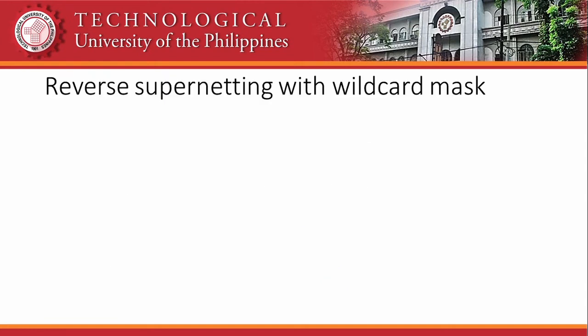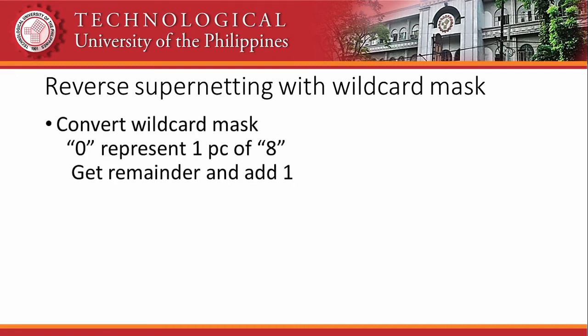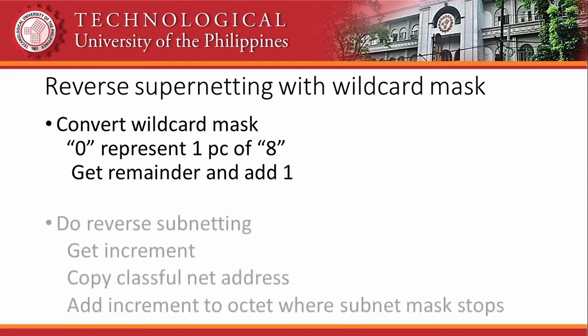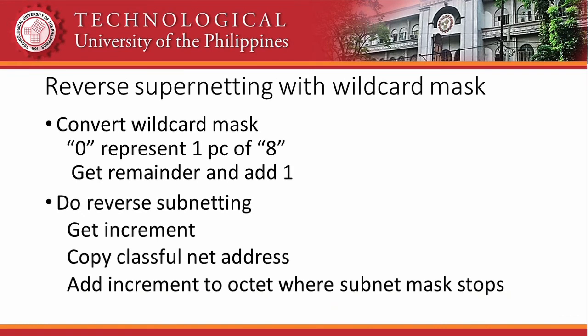Okay, for our last topic, actually madali lang to. Kasi it is just a combination of basic learnings natin from the previous lessons. Ito yung steps. Convert wildcard mask. 0 represent 1 piece of 8. Get remainder and add 1. Do reverse subnetting. Get the increment. Copy the class full net address. And increment to octet where subnet mask stops. Diba? So, combination lang ng wildcard mask at reverse subnetting.